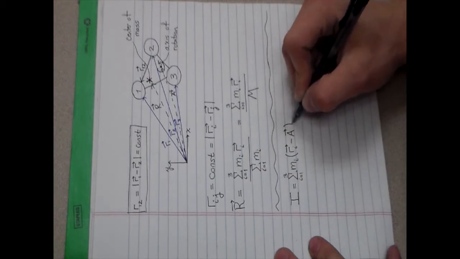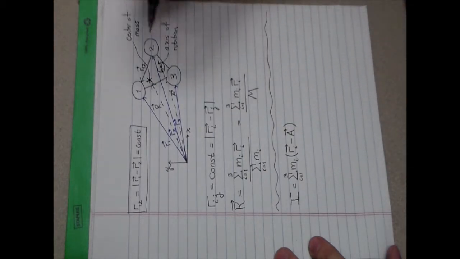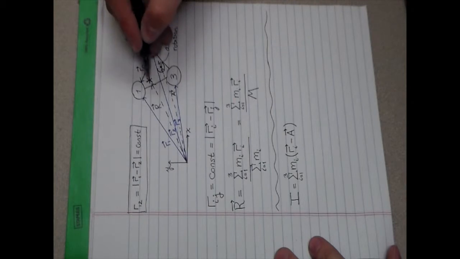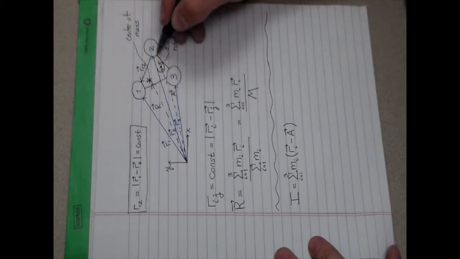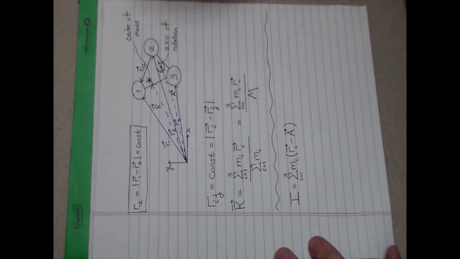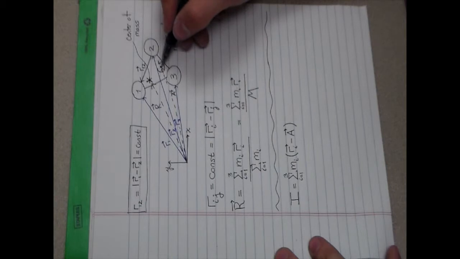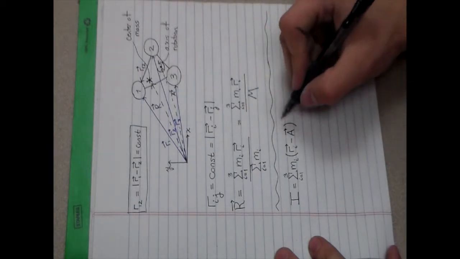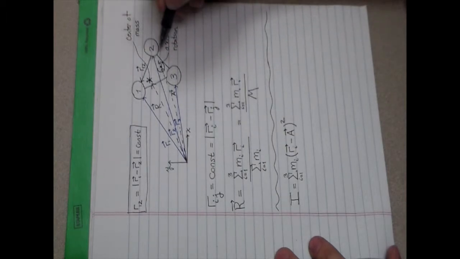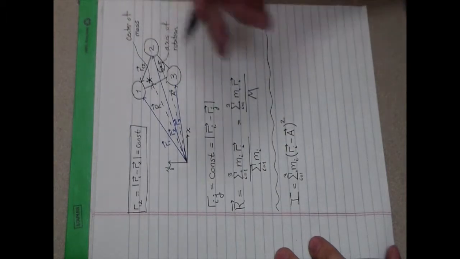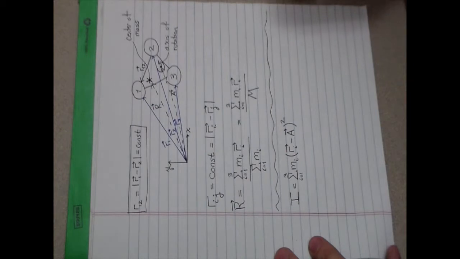r_i minus A, for instance, r_1 minus A is the vector that points from the axis to 1. So r_2 minus A is the vector that points from here to here, and r_3 minus A is the vector that points from here to here. And so all that means is that |r_i minus A| squared is the distance between the ith particle and the axis of rotation squared. So this is, if you recall, our definition of the moment of inertia.